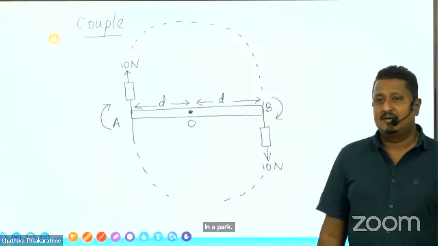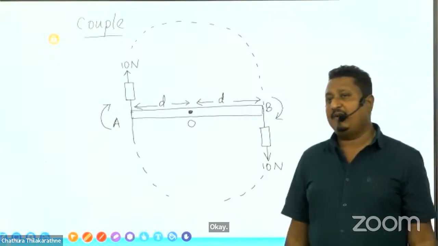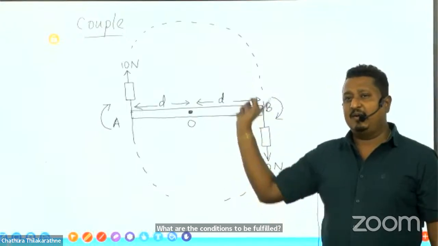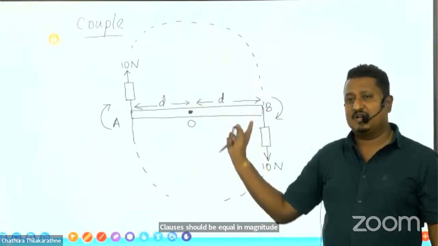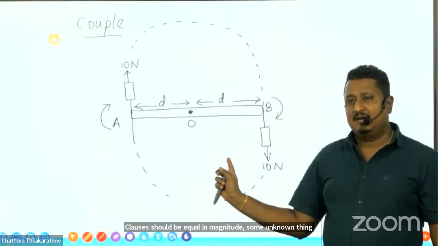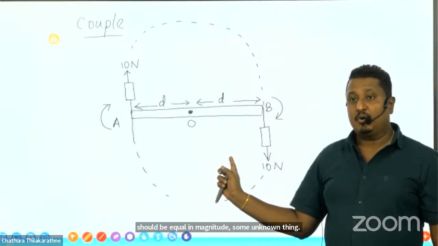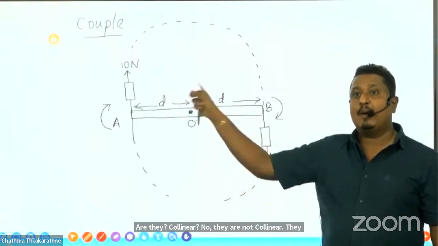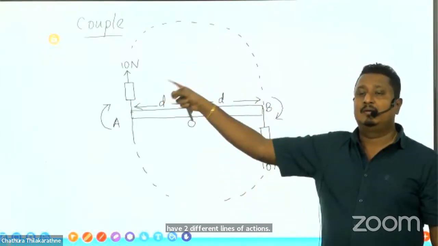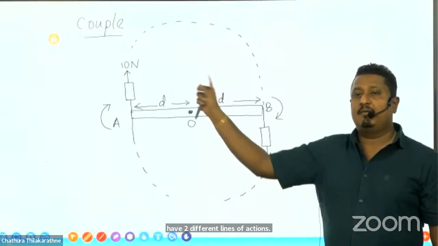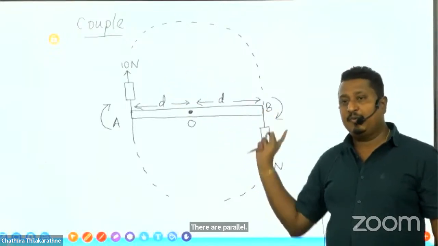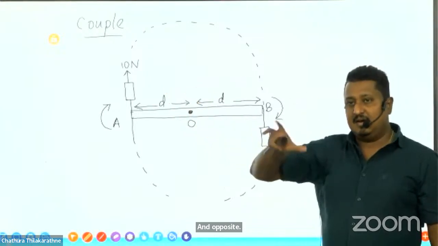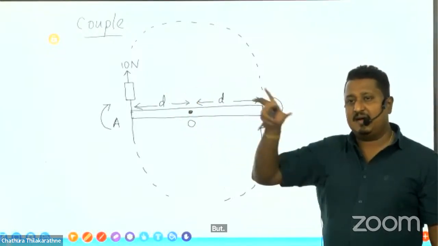Okay. What are the conditions to be fulfilled? Forces should be equal in magnitude. Are they collinear? No, they are not collinear. They have two different lines of action. They are parallel, and opposite, but equal distances away from the axis.